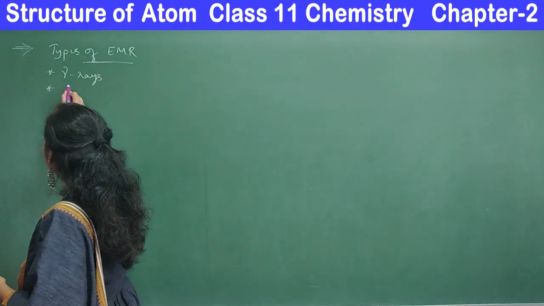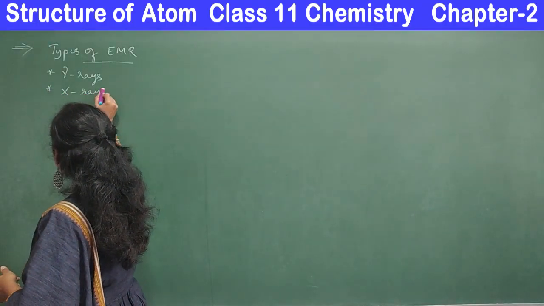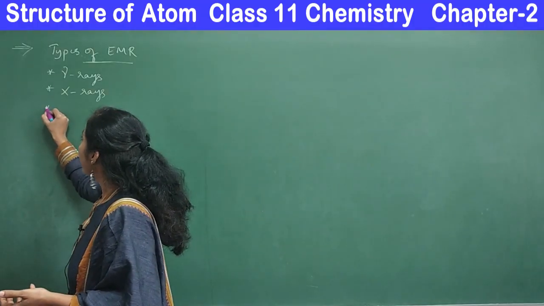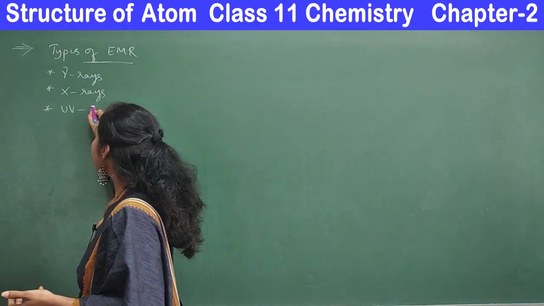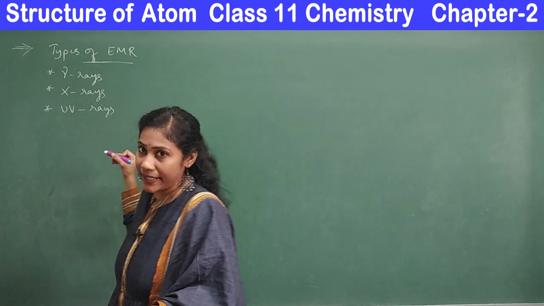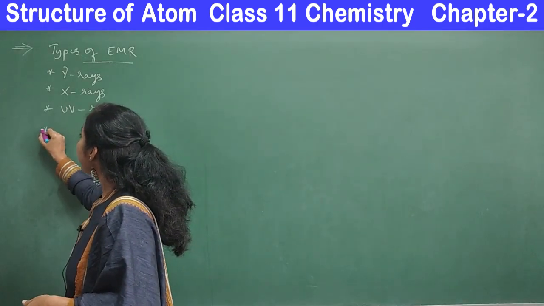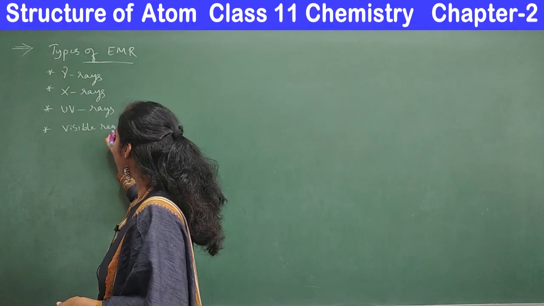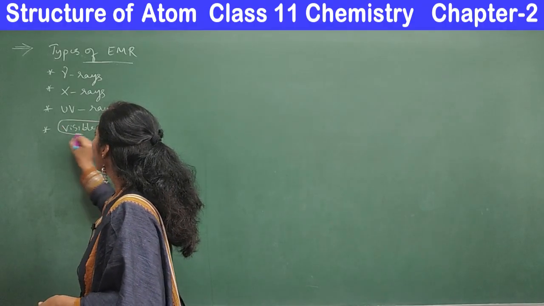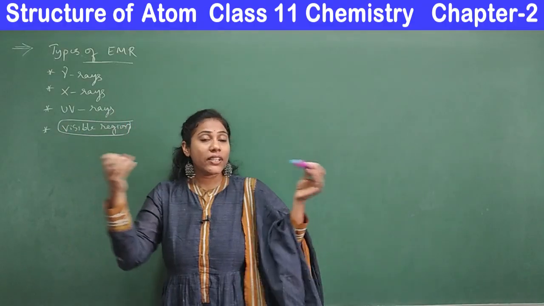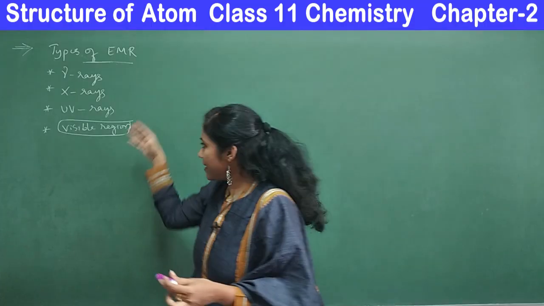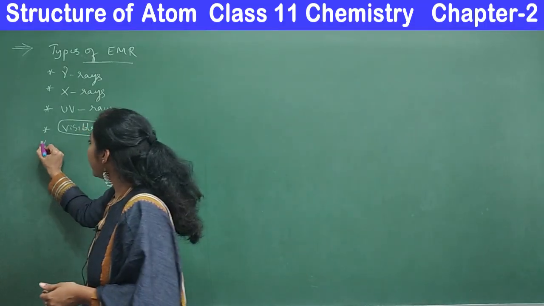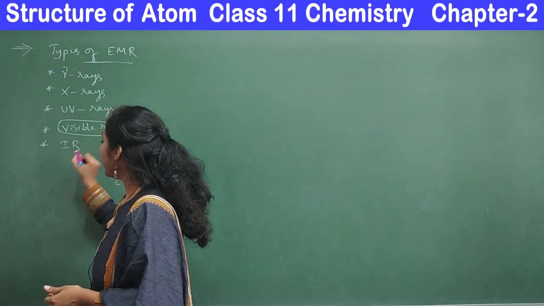And then the next one is X-rays. X-rays are also high energy radiations, we say. And later you have UV rays. These UV rays you will get from the sun, right? And then we have the visible region. This is very, very important for us in this chapter, because the sunlight, the light that we see with our naked eyes, actually belongs to the visible region.